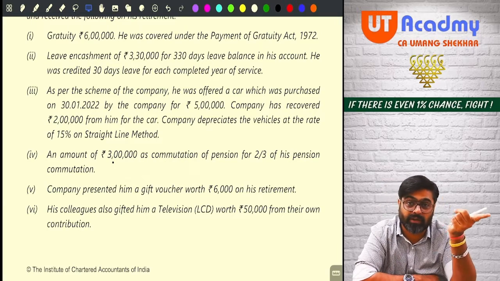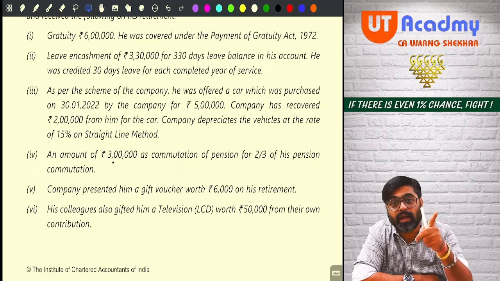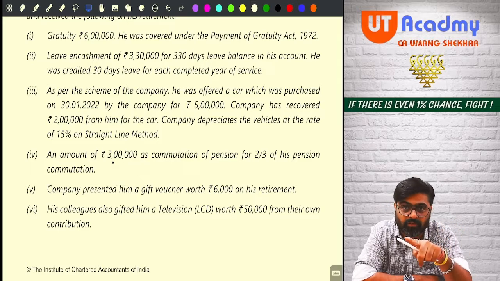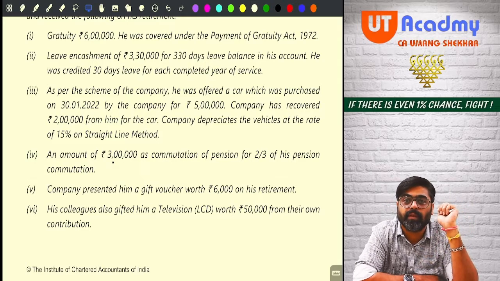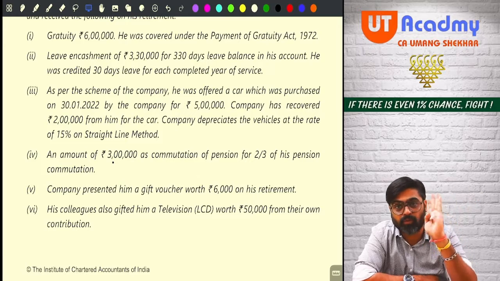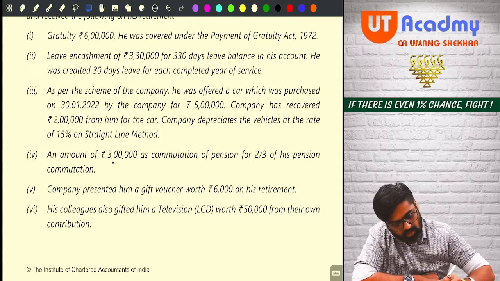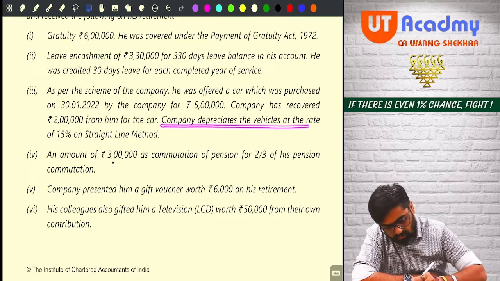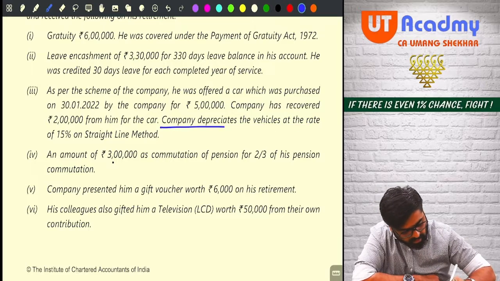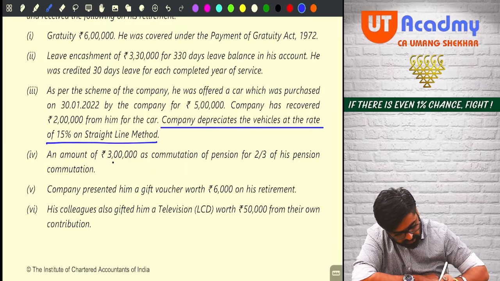So you'll have to first find out the value of this car, and then out of that value you will reduce 2 lakhs, and then you are going to get what? Then you are going to get perquisite value for transfer of movable asset. Yes or no? Now company depreciates the vehicle. Very good, very good. Company depreciates the vehicle at the rate of 15% on straight line method.